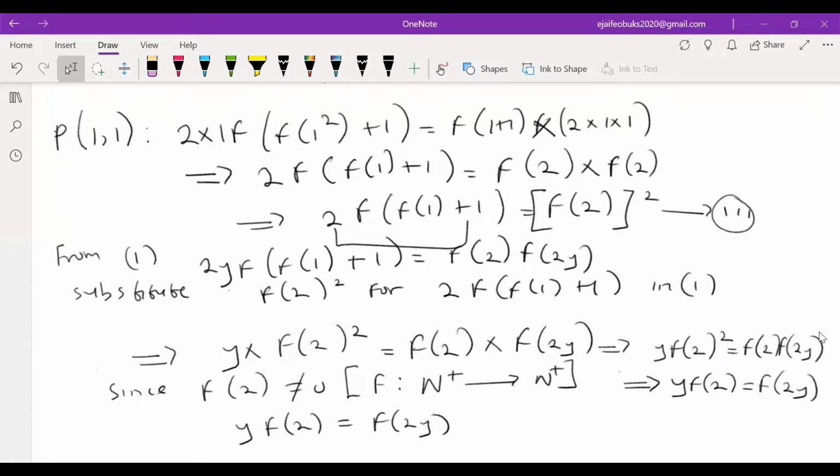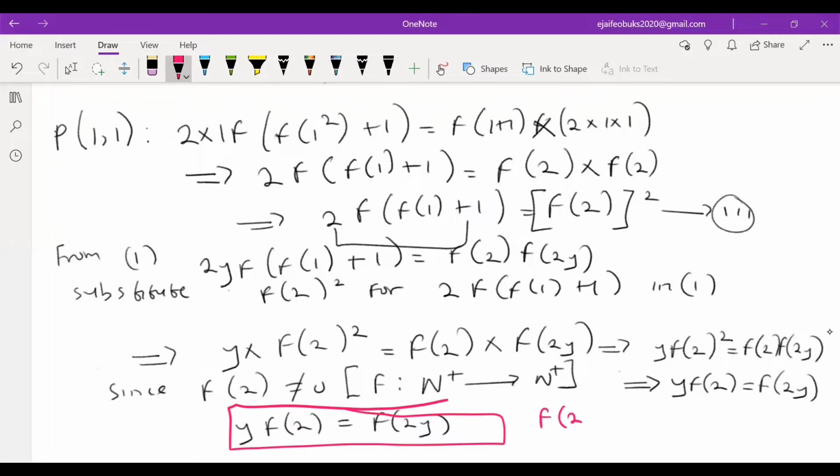Okay, so now we know that. How is this useful? So now we know that for all even integers, that is f of 2y equals y f of 2. So we know what f is for all the even values.